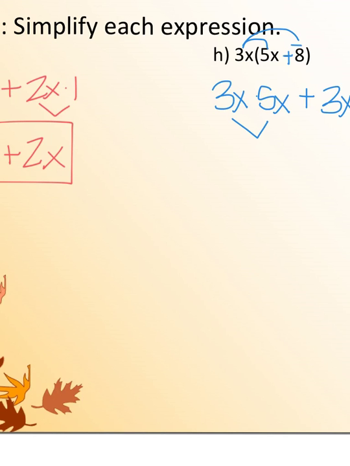Let's multiply. 3x times 5x. Oh, I just said times another x. So I'm going to multiply the numbers. And then the x becomes x squared because you said x times x. If you see multiples of x and you're multiplying, it becomes an x squared because we added our exponents.